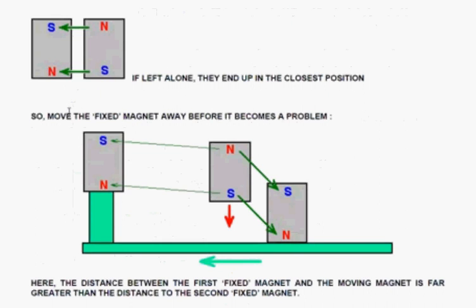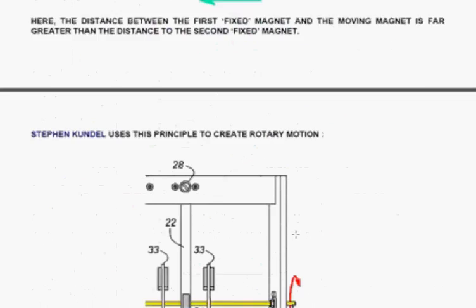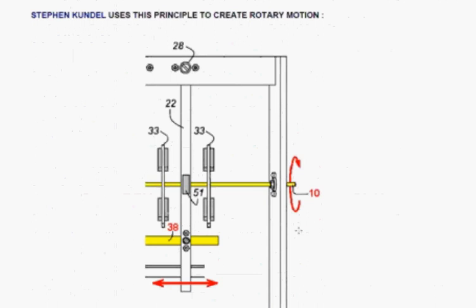But what we can do is move the fixed magnet away before its presence becomes a problem. So if we slide the fixed magnet to the left, and the sliding apparatus has another fixed magnet to the right, replicating the position that was there before, the downwards push on the moving magnet is continued. And if you keep doing that, you can manage to get the moving magnet going continuously. Now, there are quite a large number of designs which use that principle.